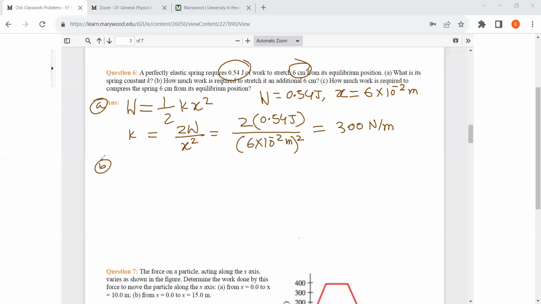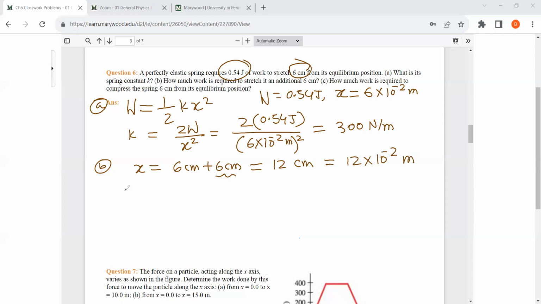Number B: how much work is required to stretch it an additional 6 centimeter? Now the displacement is 6 centimeter plus 6 centimeter, right? In the first problem, it already stretched to 6 centimeter. So additional means we have to add them, and we get a total of 12 centimeter. So 12 centimeter means 12 times 10 to the power minus 2 meter.